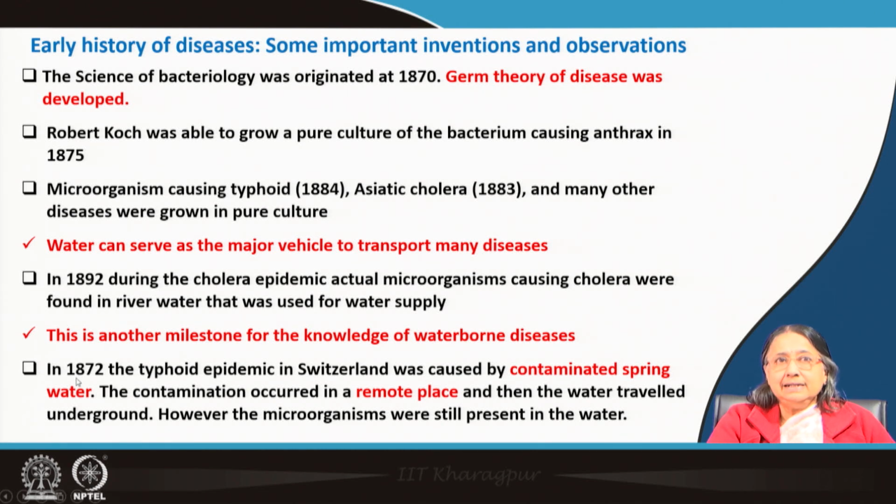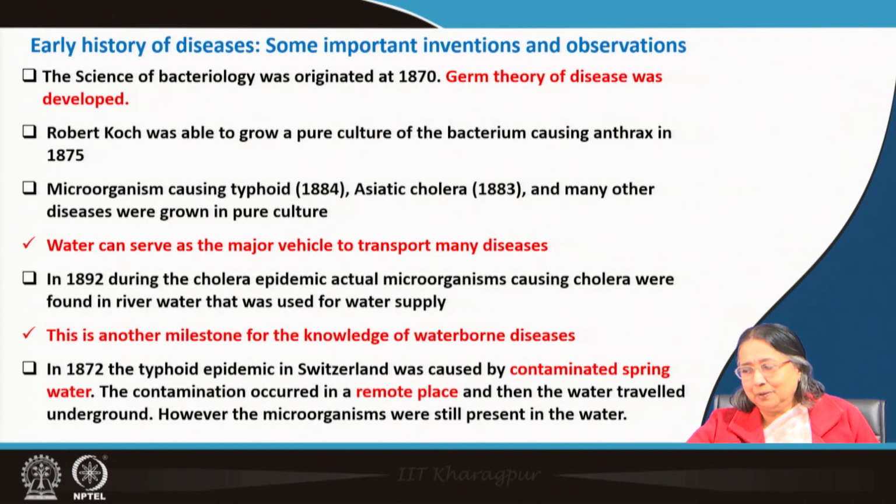In 1872, the typhoid epidemic in Switzerland was caused by contaminated spring water. And the contamination occurred in a remote place, in spring water, and then the water travelled underground. However, the microorganisms were still present in the water. So, even if the contamination source is far away, it is still carried and then it contaminates the water. These are also very important observations.